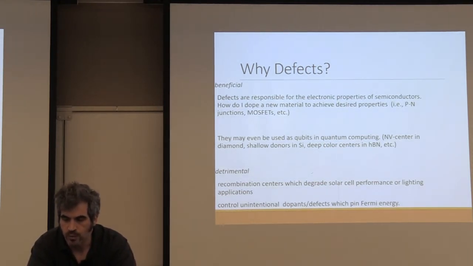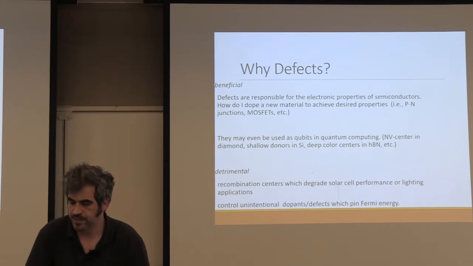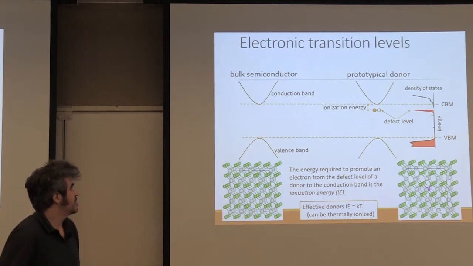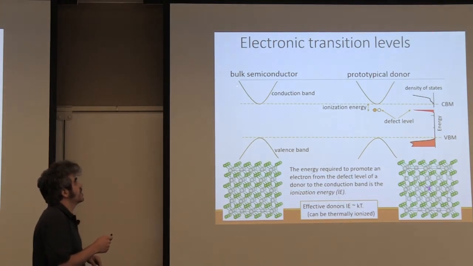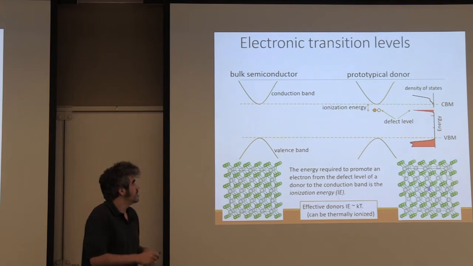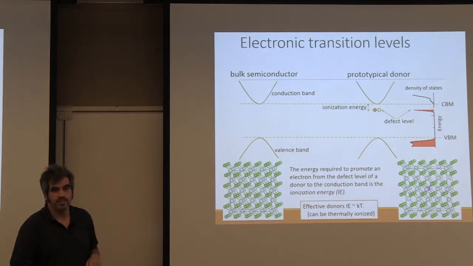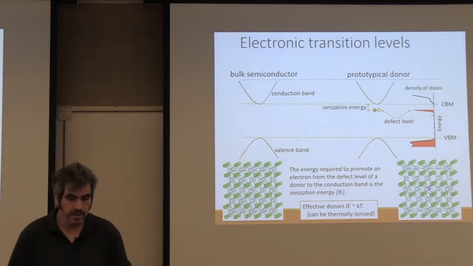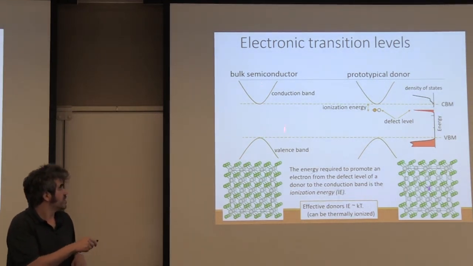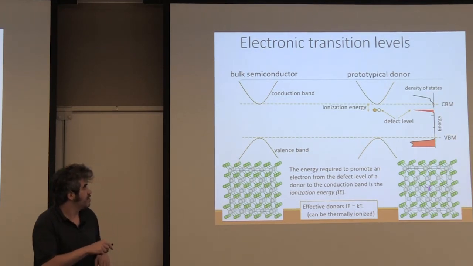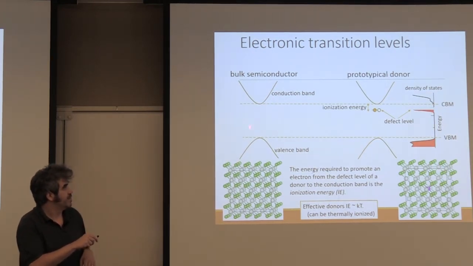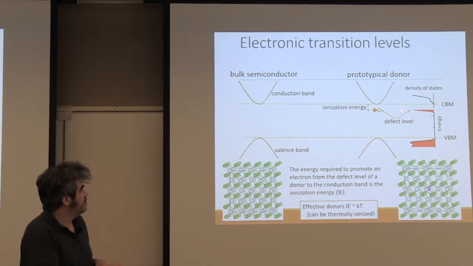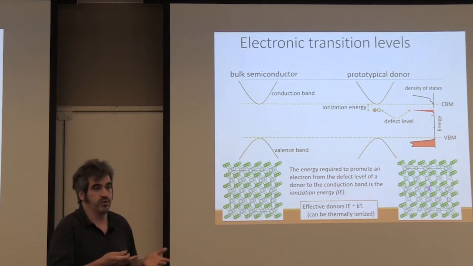So as far as what we get out of DFT calculations, this really goes to eigenvalues. So here I have electronic transition levels, things like the band structure. That's something we could get out of a density functional theory calculation. On the left I have a bulk semiconductor. We have the valence band, we have the conduction band, we have some gap. And then on the right I have the same semiconductor, but with some kind of prototypical donor in it.